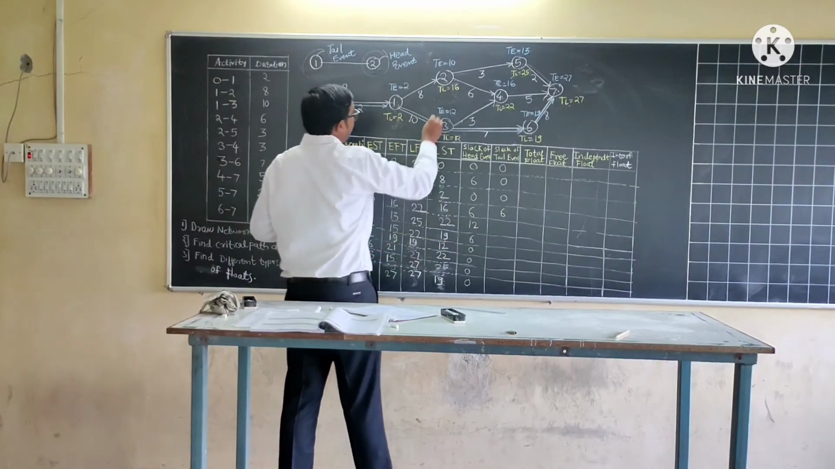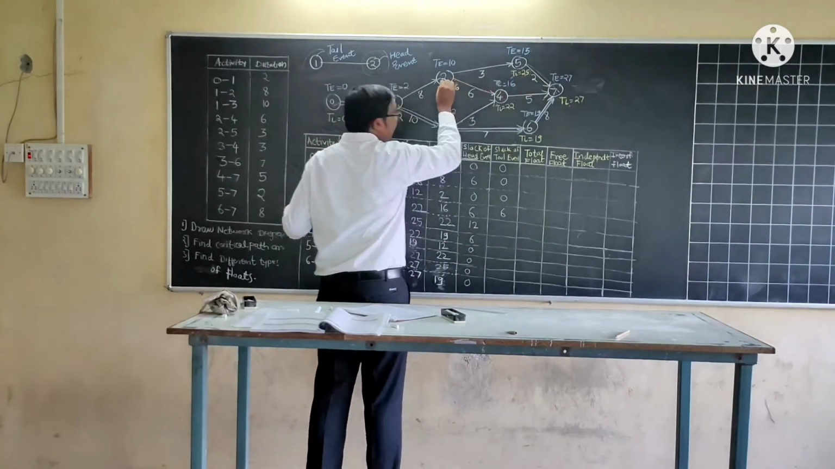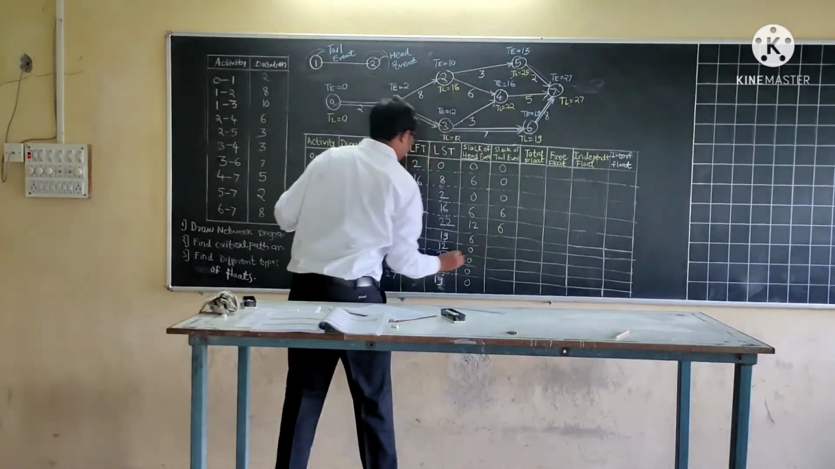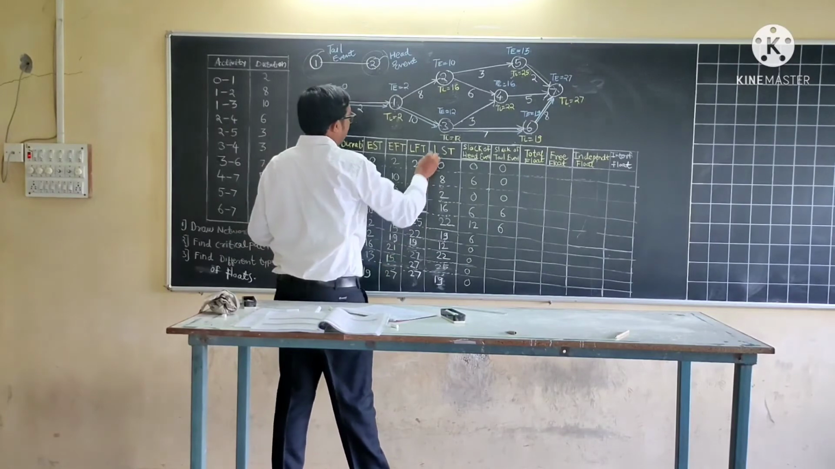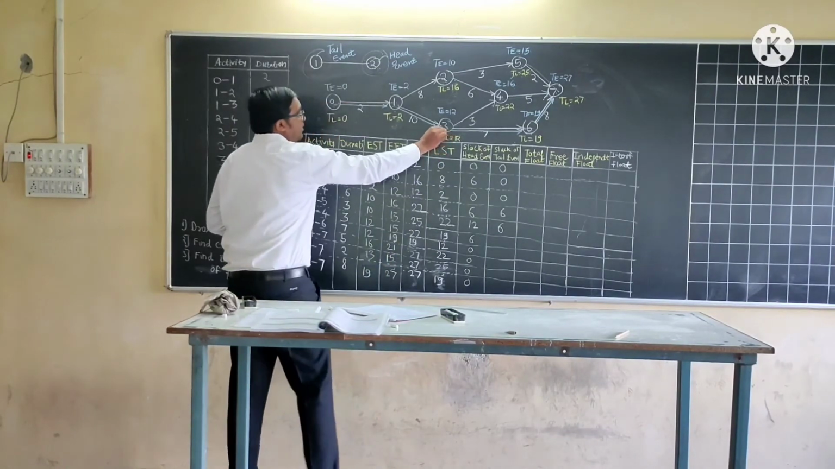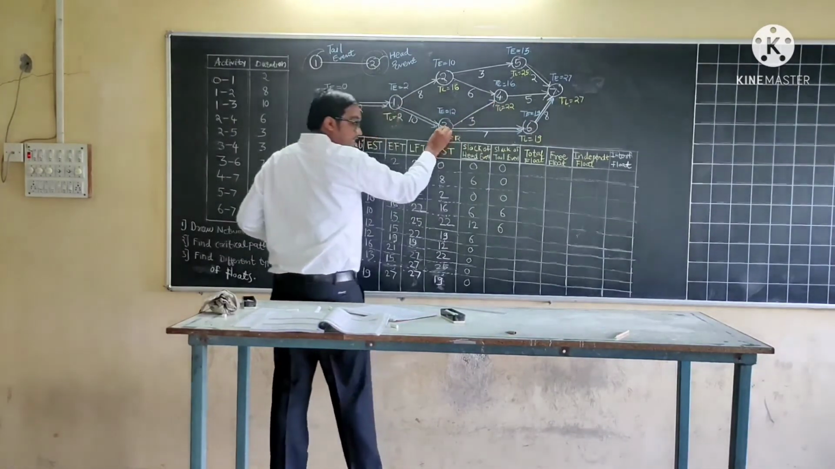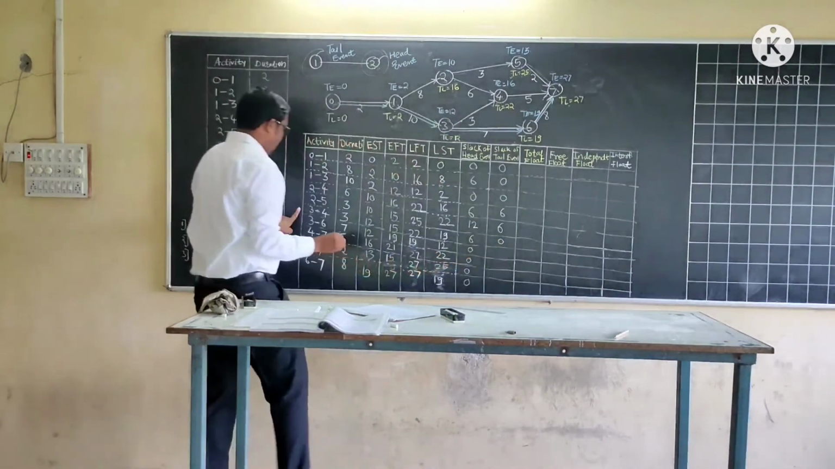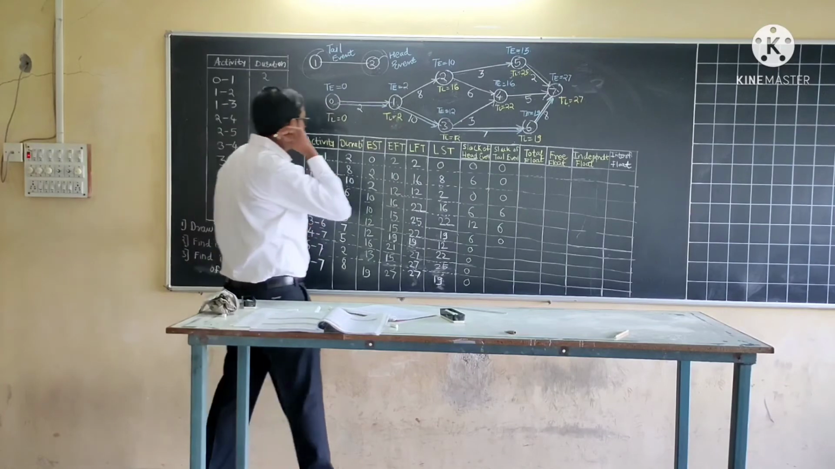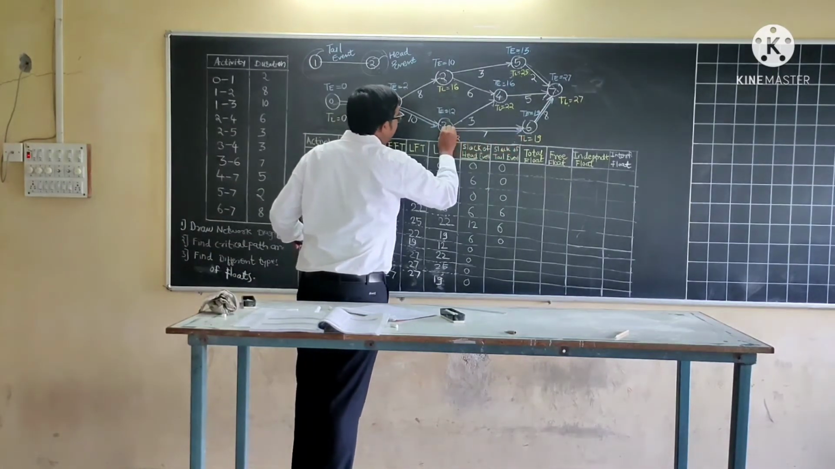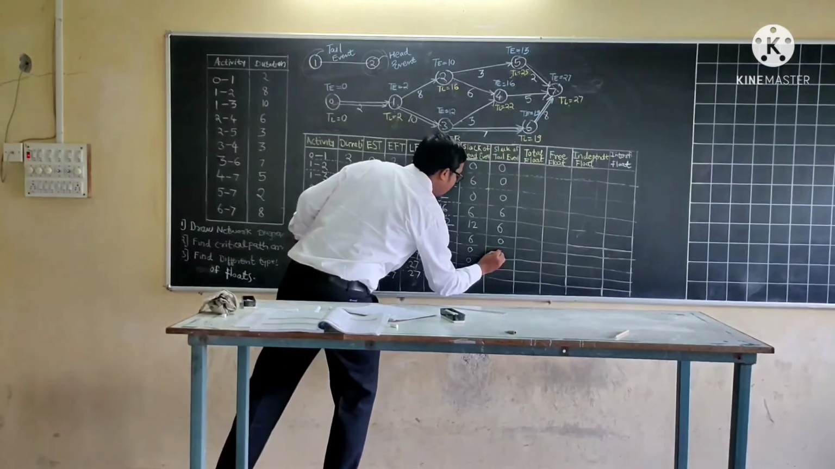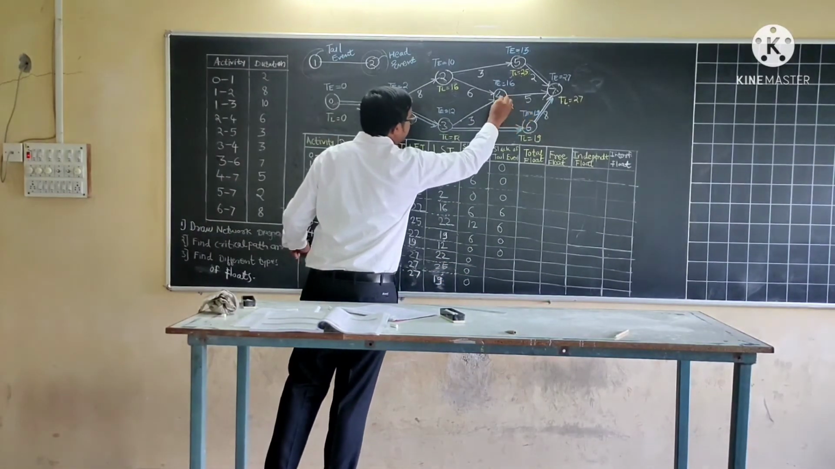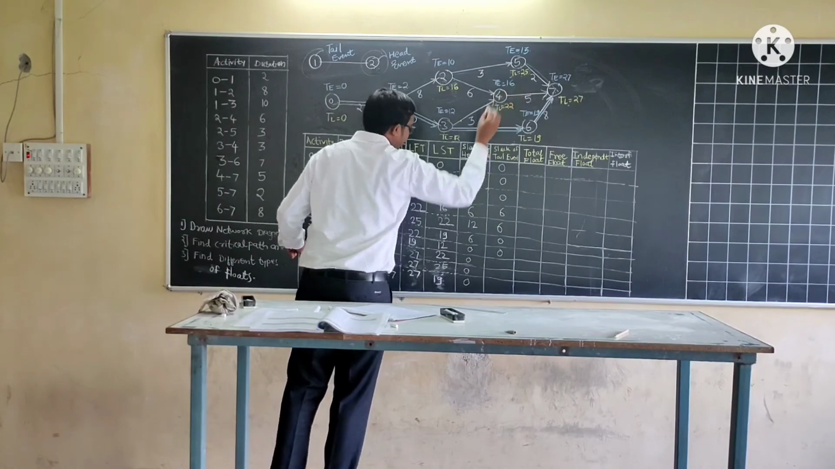2 to 5. 2 again is the tail event. 16 minus 10, 6. Next is 3 to 4. 3 is the tail event. 12 minus 12, 0. Now next is 3 to 6. 3 is again the tail event. 12 minus 12, 0. 4 to 7. 4 is the tail event. 22 minus 16, 6.